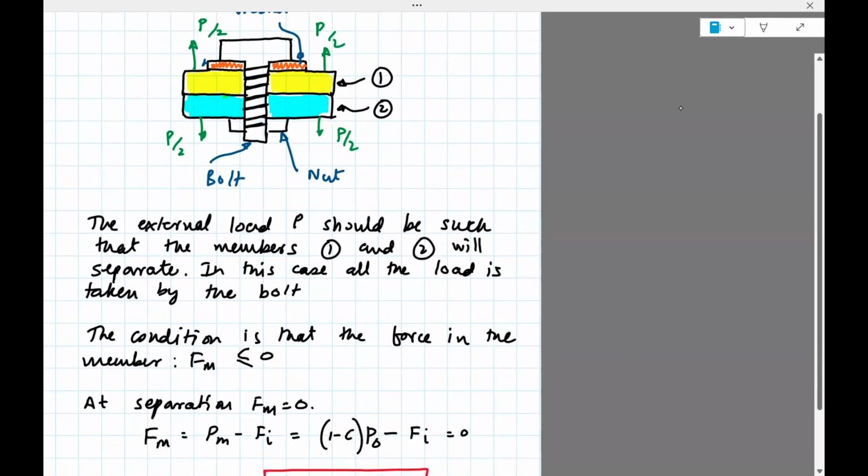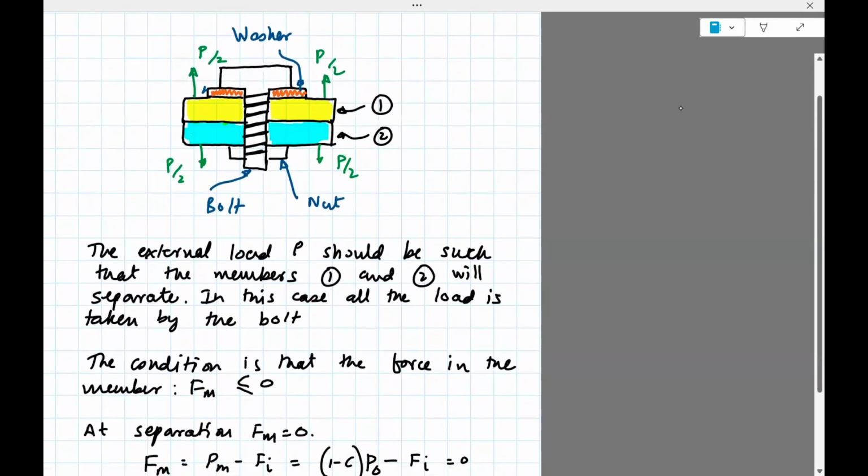Okay, there's another important consideration when we are trying to understand or design these things. Consider a scenario where there are two members, 1 and 2. You apply load P, P by 2, because it's equally taken by the two sides. We want to figure out if P increases beyond a certain value, what will happen is these two members will separate. So there will be a separation.